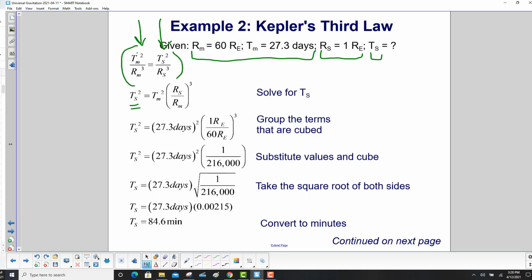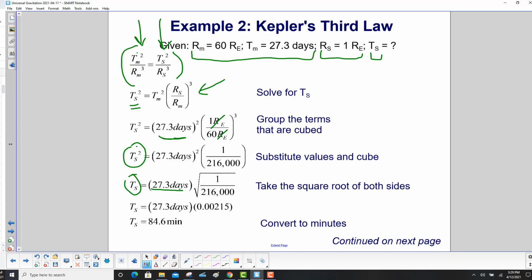We solve for the period of the satellite, and we group the cube terms over here, and then we substitute in our variables. We have the period of the Moon is 27.3 days, and that's squared. And then we have 1 Earth radius over 60 Earth radii, and we need to cube that. Well, we cancel out the Earth's radius. We get 1 over 216,000. So our period now is squared. We'd like to take the square root of both sides, so we just get the period here. So it's 27.3 days times the square root of 1 over 216,000.